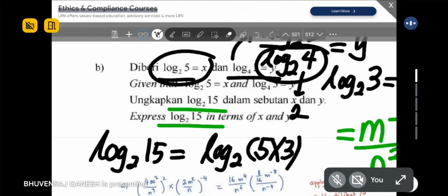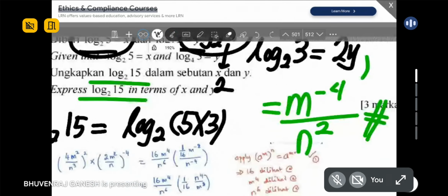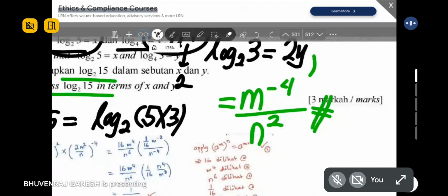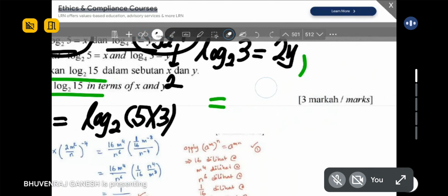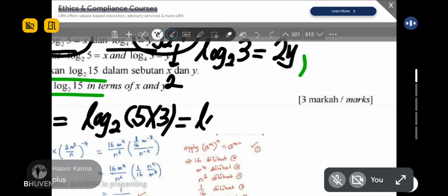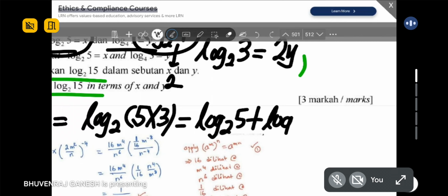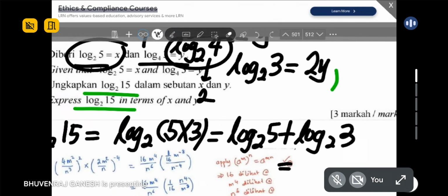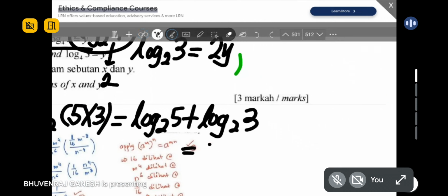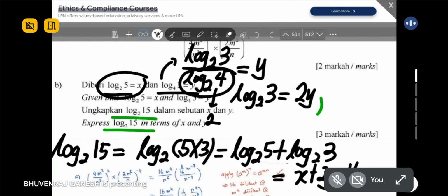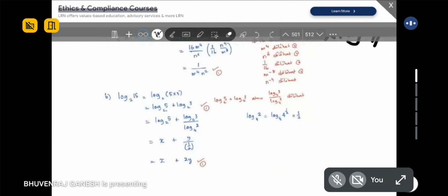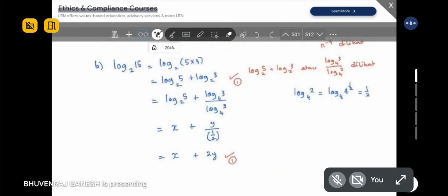Okay, all right. So now you can start already. So guys, if times, what can I do to the log? Kalau darab, I can pisahkan, right? So when you pisahkan, you will get log 2 5 plus, yes, log 2 3. Okay, so just substitute your information. Log 2 5 is x, log 2 3 is 2y. Simple or not, guys? Senang kan? Who say log is so difficult? So simple. Habis, x plus 2y is your answer. Done. Any problem? Ada apa-apa masalah?